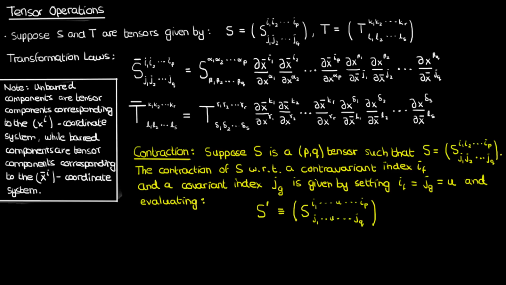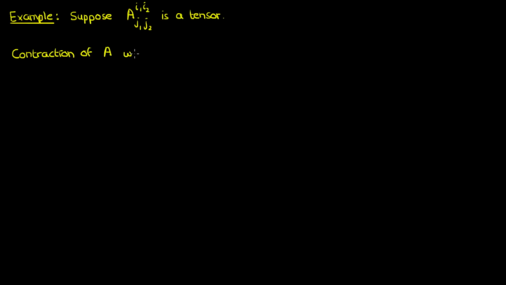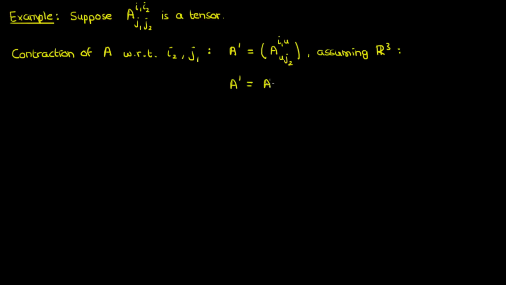It might be difficult to understand what a contraction means from this definition, so let me illustrate the idea with an example on the side. Say I had a 2-2 tensor A with contravariant indices I1 and I2 and covariant indices J1 and J2. The contraction of A relative to I2 and J1, for instance, would be found by replacing I2 and J1 by the same index U. And now, since the index U occurs twice, I can write the contraction of A as the sum of these individual elements, A super I1U sub UJ2. Assuming a 3D space where each index goes from 1 to 3, this is what I'll get. Basically the sum of three mixed tensors of rank 2, which would give me a 1-1 tensor in the end.